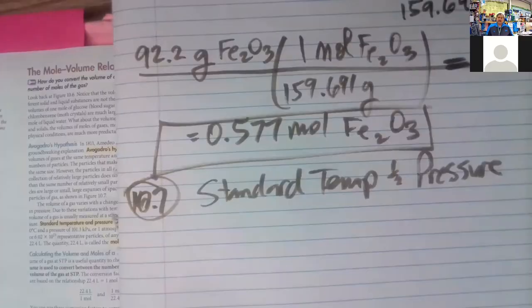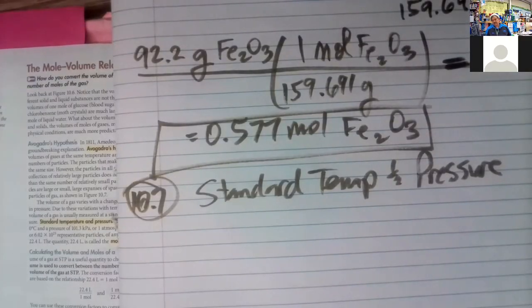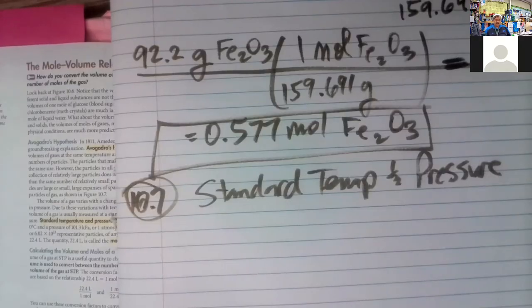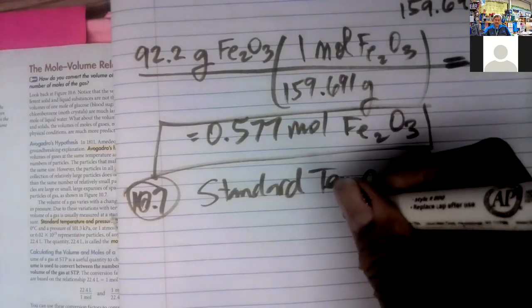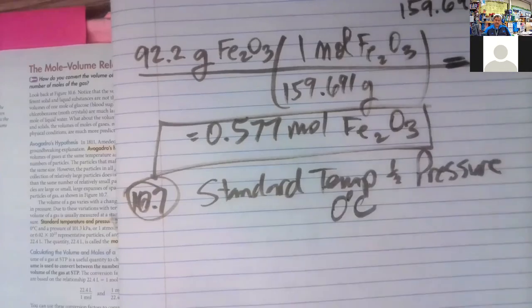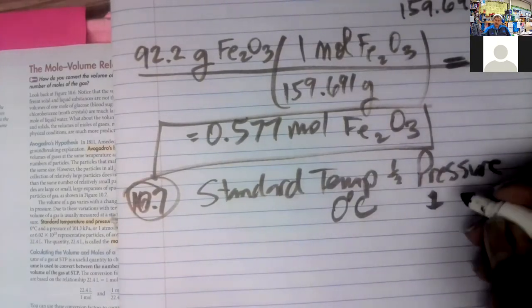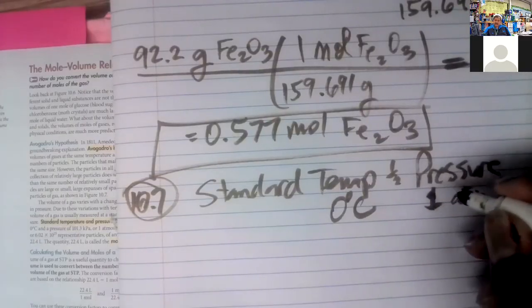Okay? Because you know, the volumes will change with changes in temperature and pressure. So we need to state what the temperature and pressure is. So when we say in a problem, STP, standard temperature and pressure, we know this is at 0 degrees Celsius. And we know this is the pressure of 1 atmosphere, which is what it is at sea level.